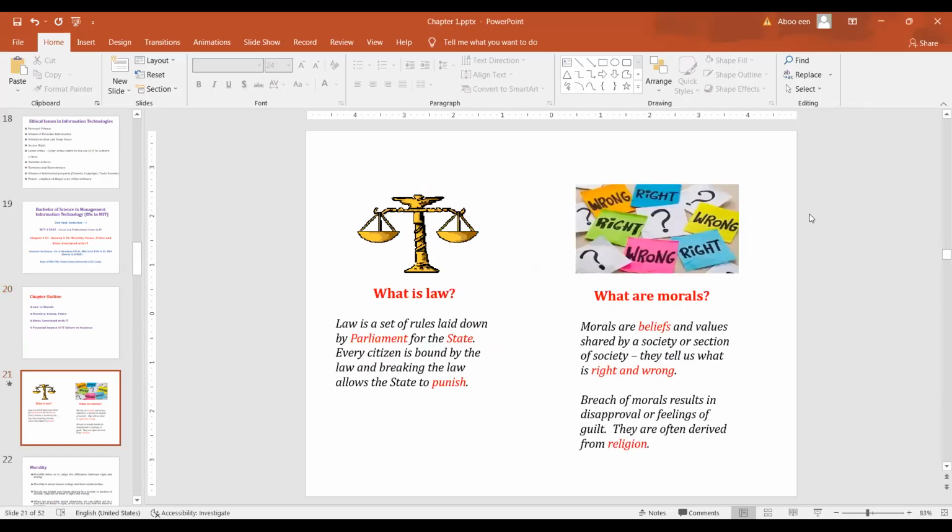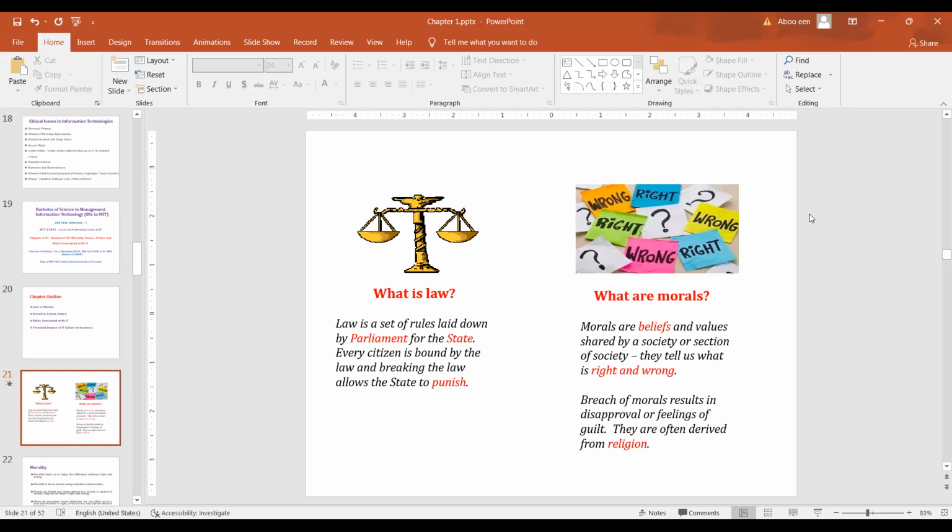So let's begin with law. First, we will discuss law. Basically, laws are legitimate rules and regulations. Laws govern or regulate citizens in doing things. The law gives some permissions, as well as some restrictions on what we may do.